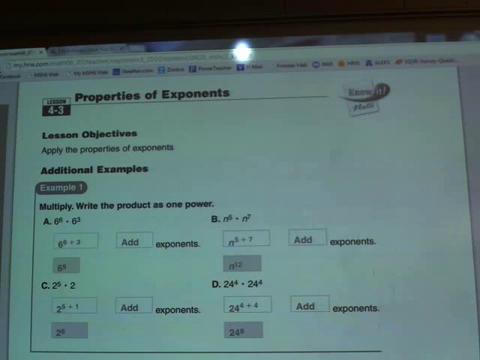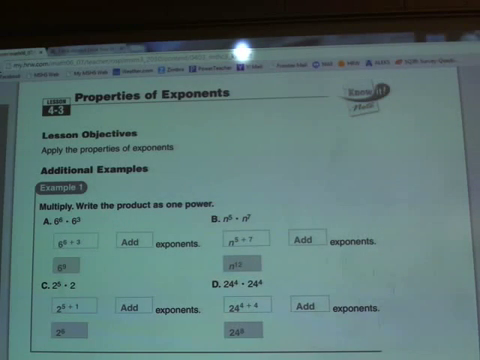Let's look at B. n to the 5th times n to the 7th. So the rule again says when we have a multiplication problem and the same bases, both being n in this question, we're just going to go ahead and add those exponents. So this is 5 plus 7, and that's going to change into 12. So n to the 5th times n to the 7th is equal to n to the 12th.